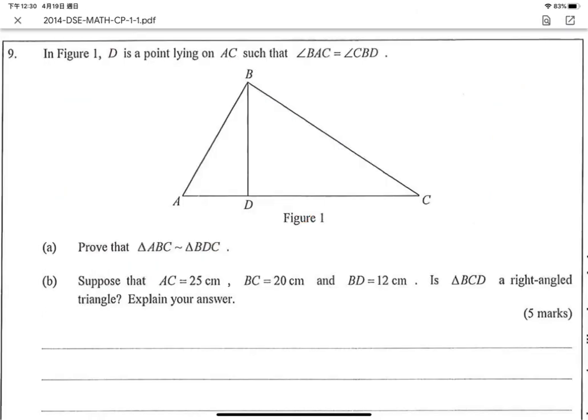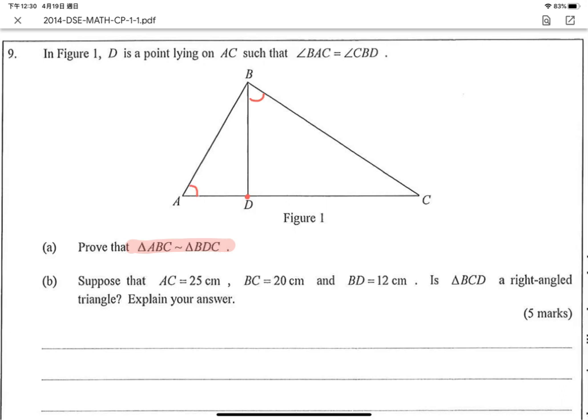In this example, you cannot see a circle, so no need to think about circle properties. But in part A, you are asked to prove 2 triangles are similar. As I mentioned in the first example, you can use AAA or 3 sides proportional. In figure 1, D is a point lying on AC such that angle BAC equals angle CBD. So these 2 angles are equal.